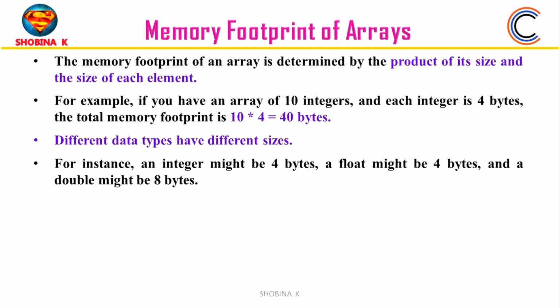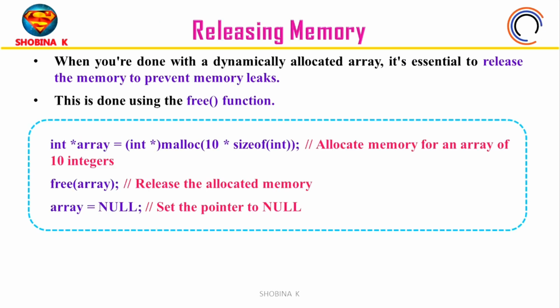Note that different data types have different sizes. For example, an integer might have 4 bytes, a float might be 4 bytes, and a double might be 8 bytes. And finally, we have releasing memory. It refers to the process of deallocating or freeing memory that was previously allocated dynamically during program execution.